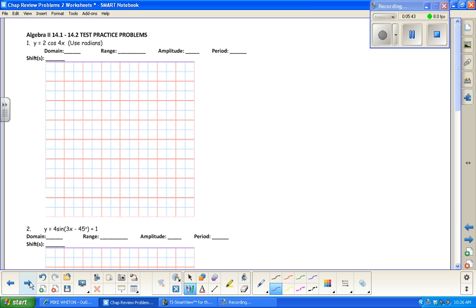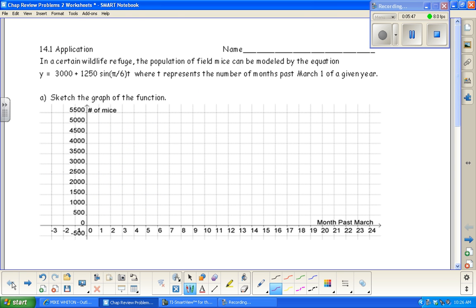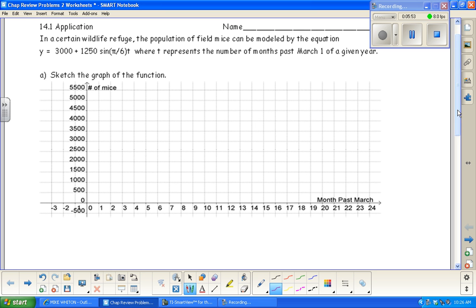Okay, so this was the, let's do the other one first. Let's do the 14-1, and then we'll come back and do the practice test. So this was kind of an application with the population of field mice modeled by an equation that they give you. So there's a few things you can do. You can throw it in a calculator if you want and use a table of values. If you do that, you're going to want to use an extra set of parentheses.